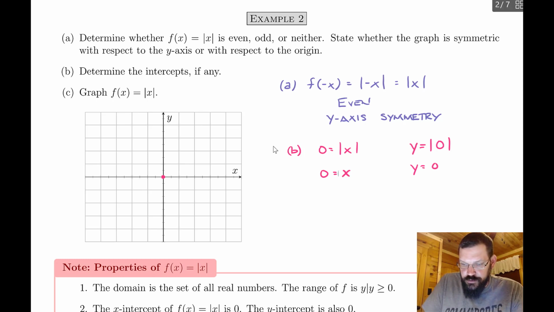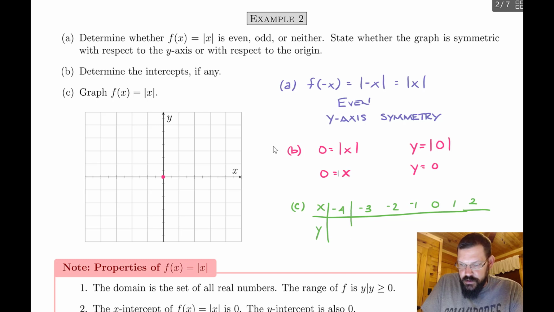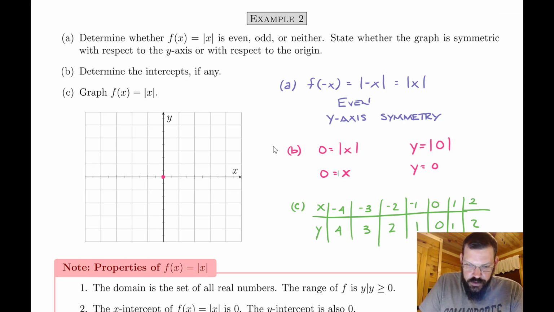And then part C, we want to graph the function. So let's come up with some x values and their corresponding y values. So let's just do -4, -3, -2. That's enough. When we take the absolute value of all these, the absolute value of -4 is 4, -3 is 3, -2 is 2, and so on. So we can plot these points. So at -4, we have a y value of 4. At -3, we have a y value of 3.